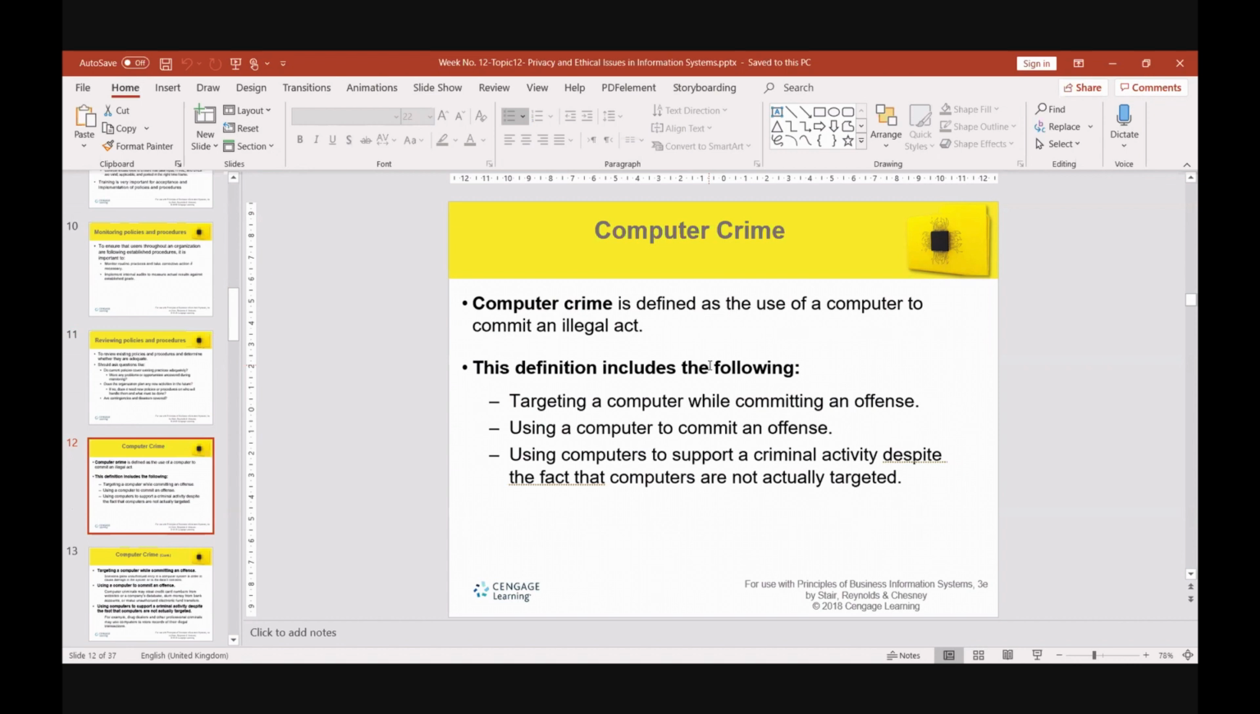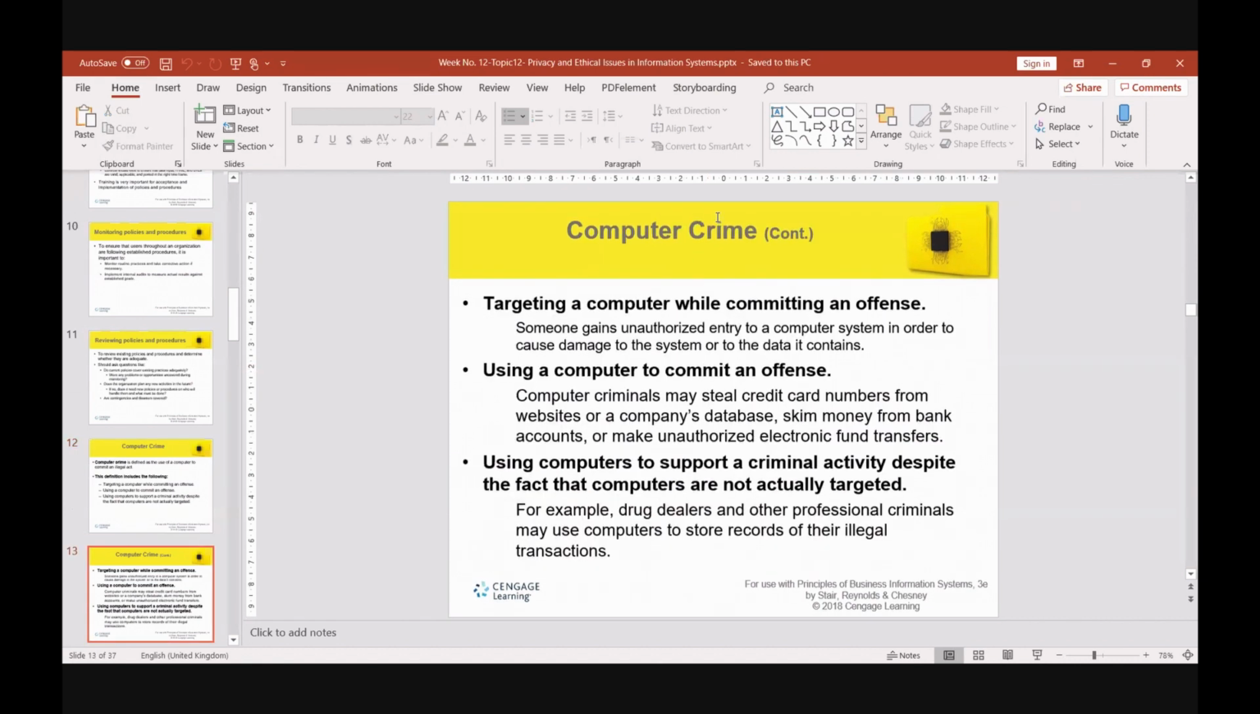This definition includes the following: targeting a computer while committing an offense. Offense means that you are doing something illegal. Using a computer to commit an offense. So in the first, you are targeting a computer. In the other, you are using a computer to do some illegal action. And the third one is using a computer to support a criminal activity, so you're supporting the criminal activity despite the fact computers are not actually targeted. We'll discuss these in detail here.